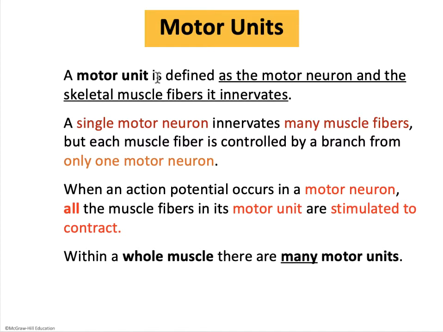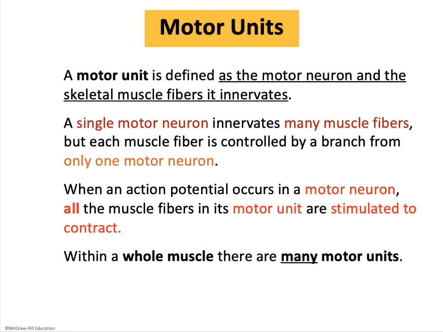Another area of debate among students is the use of the word motor unit. A motor unit is defined as the motor neuron, a nerve, and the associated muscle cells that it innervates. With respect to skeletal muscles, a single motor neuron can innervate many muscle fibers, but each muscle fiber is controlled by a branch from only one motor neuron. So all for one and one for all.